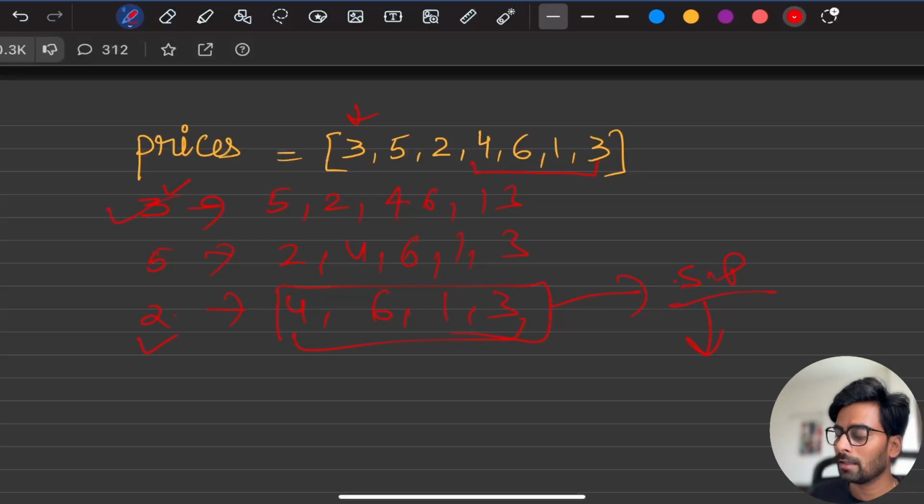better profit, right? So that means that all the values which are coming after a new smaller value, a new smaller cost value, those values might not be useful for 3, right? For 3, these values will not be helpful because this is after a new minimum. Those values will be useful for 2, but not for 3.